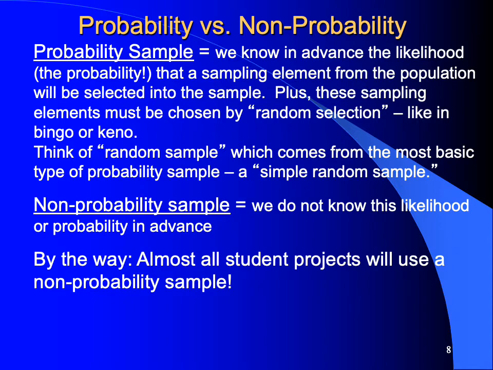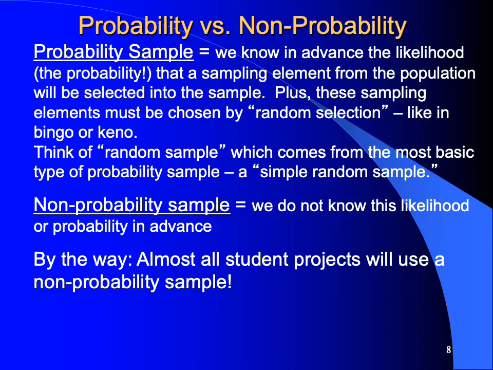A non-probability sample is one where the researcher does not know in advance the likelihood, or the probability, of a certain sampling element being selected from the population. Okay? So in order to use inferential statistics, we require a probability sample.